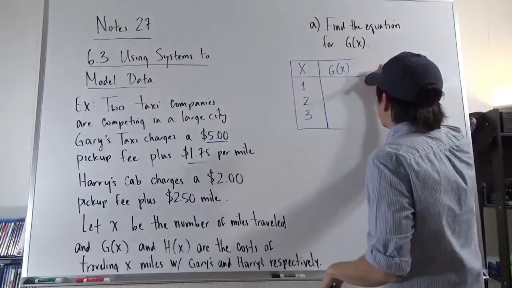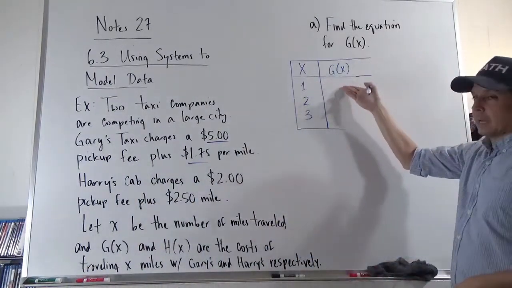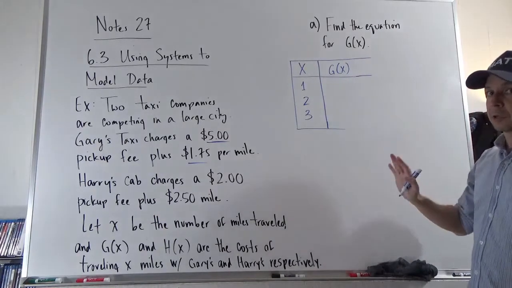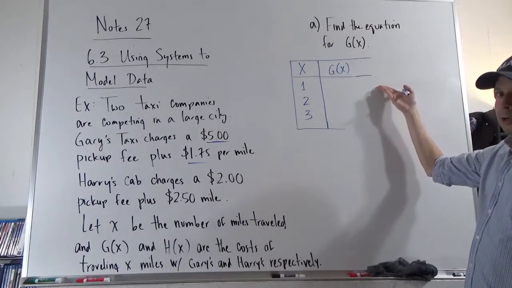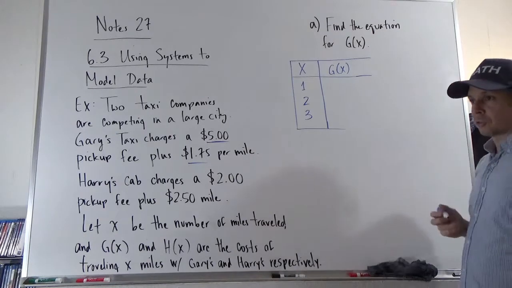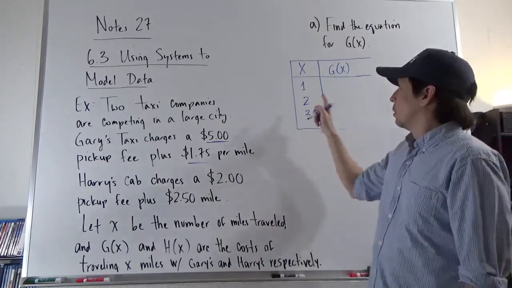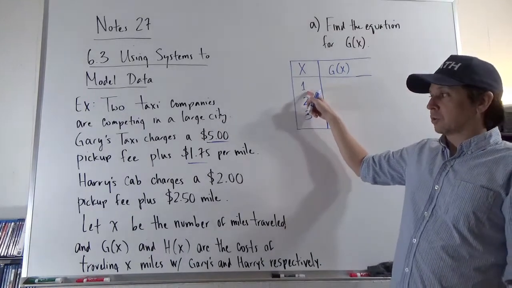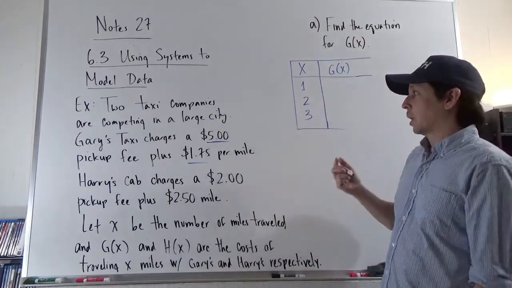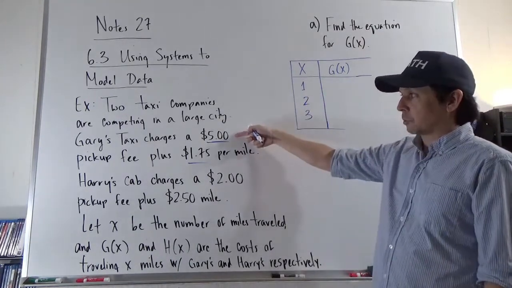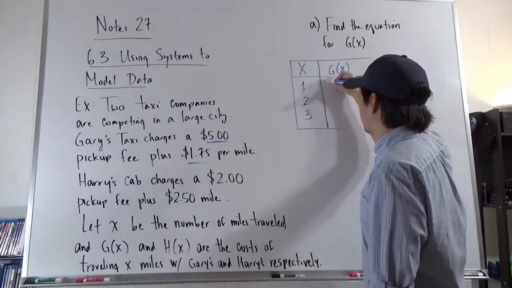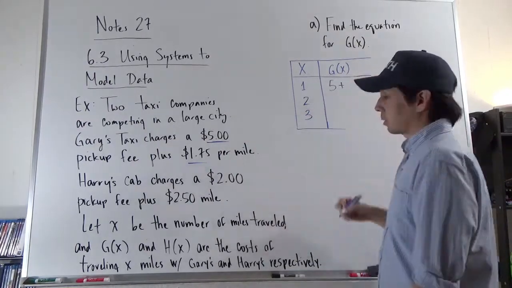So here, even though normally I would fill this in with the actual function value, instead I'm going to write out an expression that would be used to find the cost of Gary's. Okay, so 1 mile. I'm going to travel 1 mile with Gary's. Ready? I get in the cab right away, and immediately he charges me $5. So I'm going to be charged $5 right away.